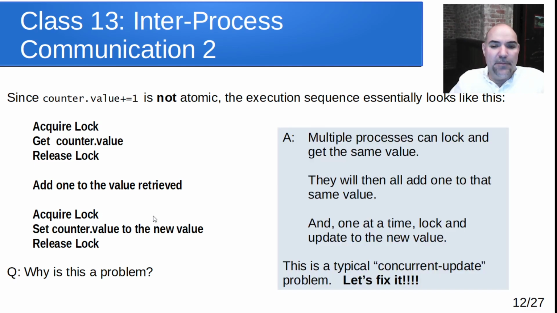So why is that a problem? Well, multiple processes can lock and get the same value. They will then all add 1 to that same value, and then they could at the same time lock and update or acquire the lock again, update to the new value, but we've lost the fact that there were 2 of them doing that. So that's a typical concurrent update problem, just like we saw way back in lecture 1 or 2 whenever we did the ornamental garden problem. Or a whole host of other problems, things on the midterm, whatnot.